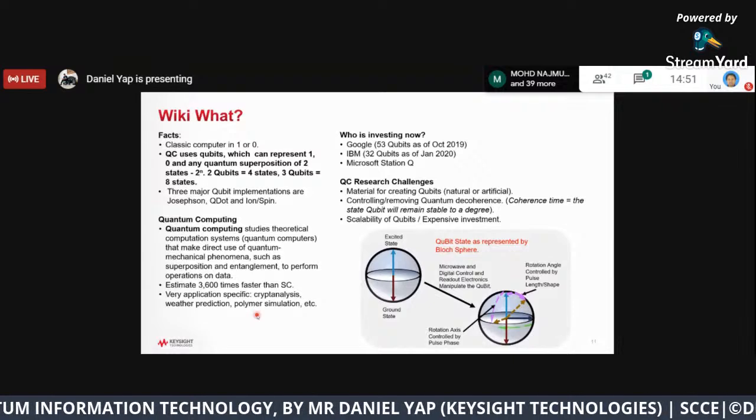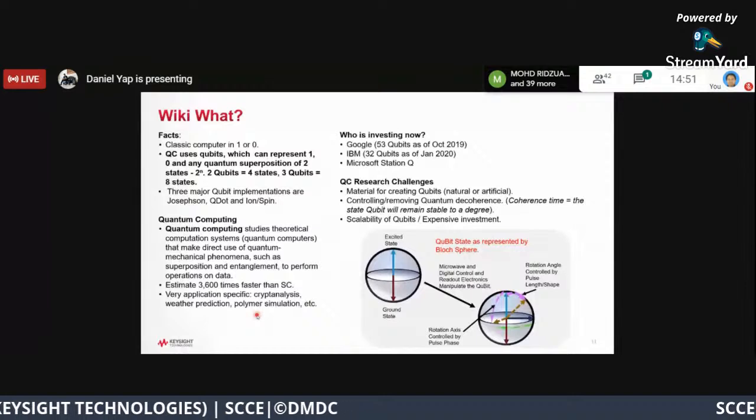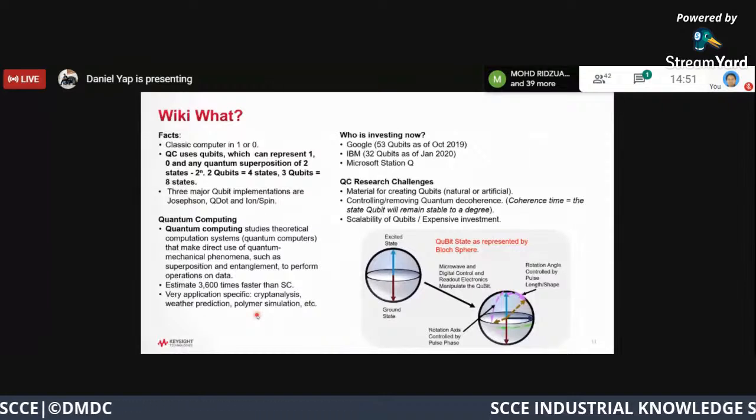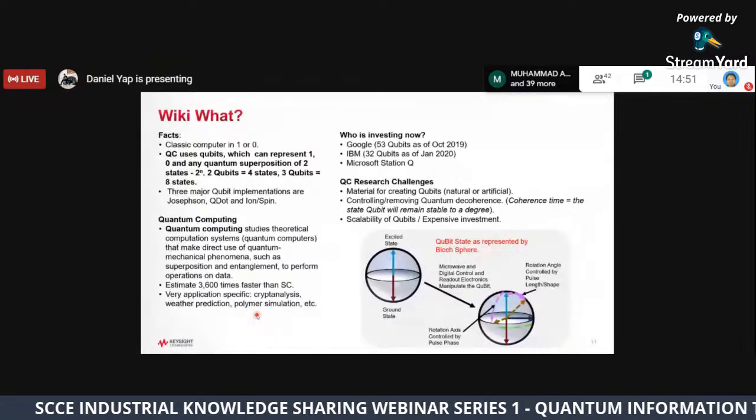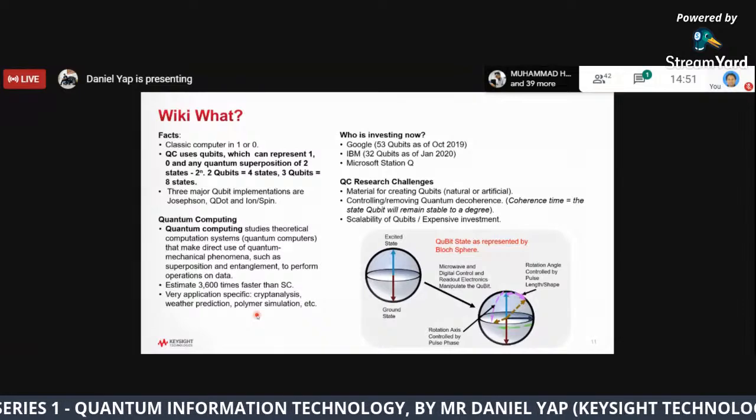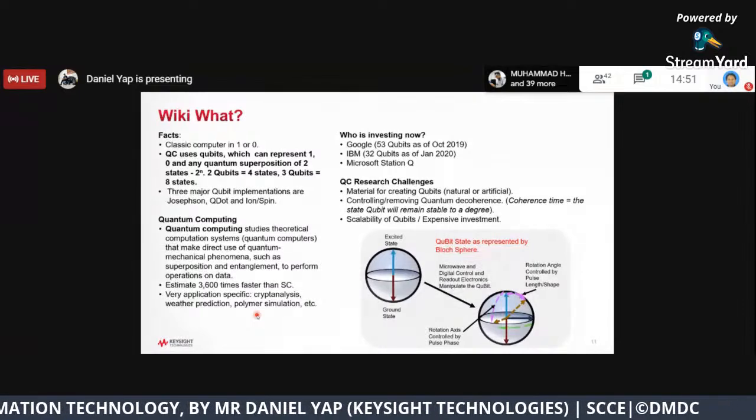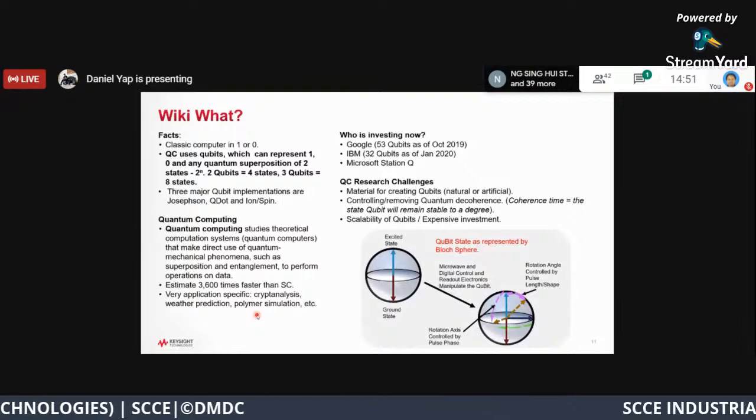Such examples are crypto analysis, you might do weather prediction, polymer simulation, even drugs. You know that we have this COVID-19, right? So for drugs also, you want to do simulation to understand how certain drugs function against the viruses. You also require some sort of computational power to do the calculation.